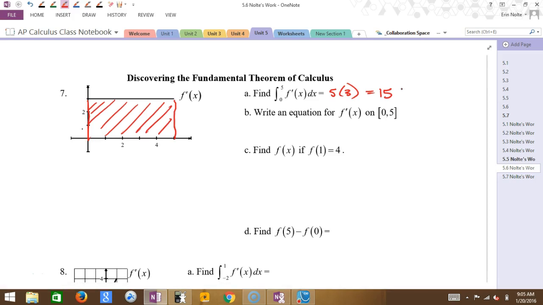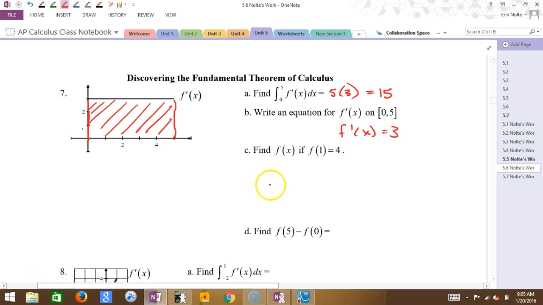What's my function if I have a horizontal line that's at 3? Y equals 3. So my derivative function is simply 3. What they ask us to do on question C is to figure out what our original function is. If we're given the derivative and we need to find the original, what are we going to do? Okay, good, we're going to find the integral.